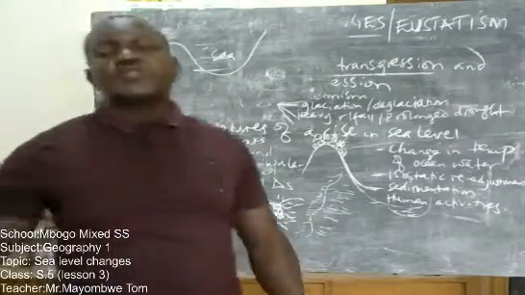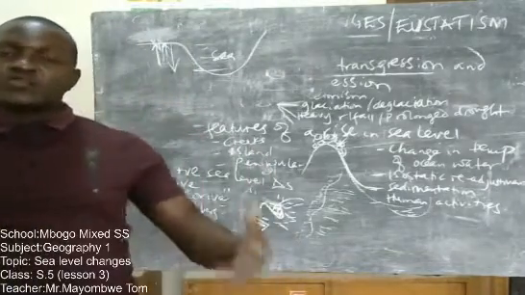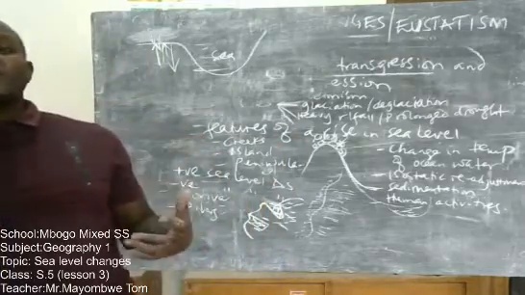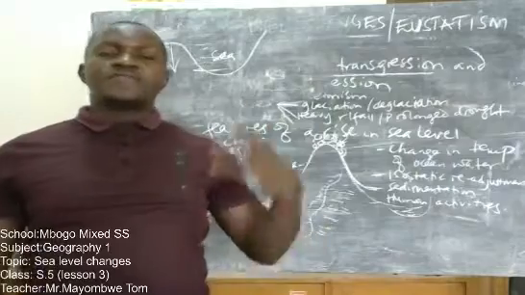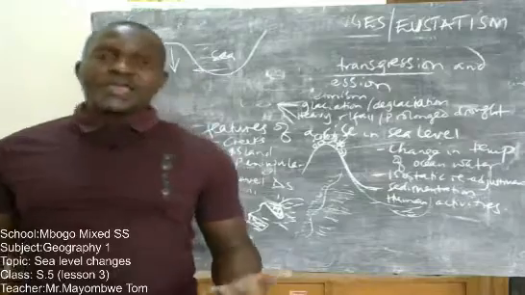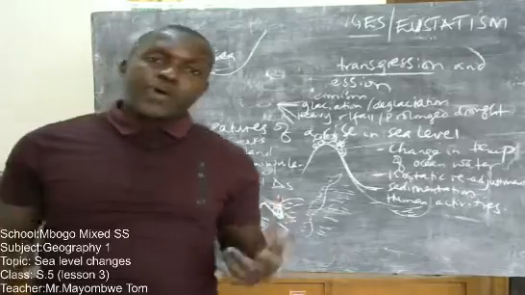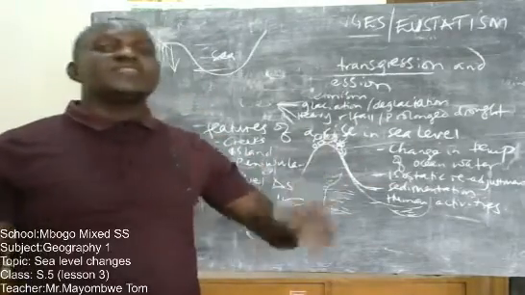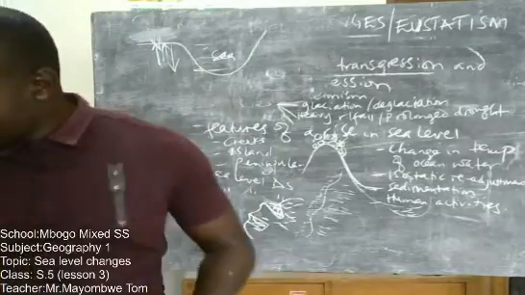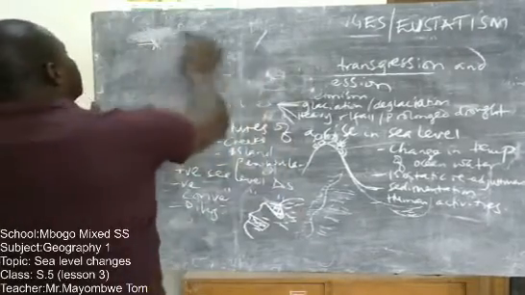Having looked at the causes of sea level changes, then we look at the features which result from sea level changes. Because we said sea level changes refer to a rise and fall in the sea level worldwide relative to the land, it therefore implies that the features which result from sea level changes are both features of a rise in the sea level and features of a fall in the sea level. We want to start with the features of a rise in the sea level.